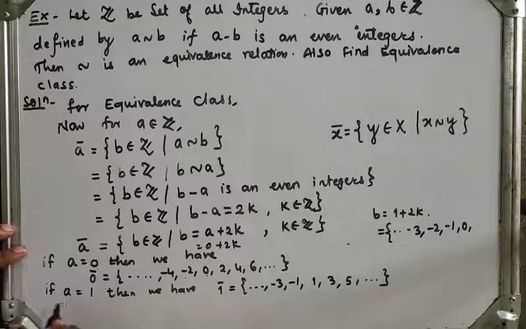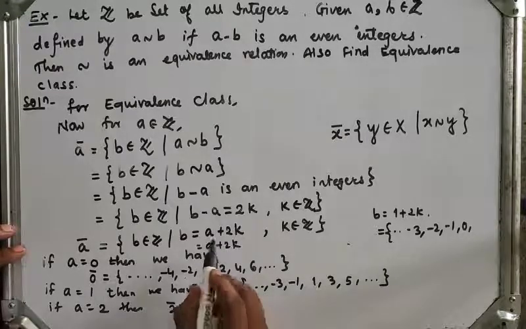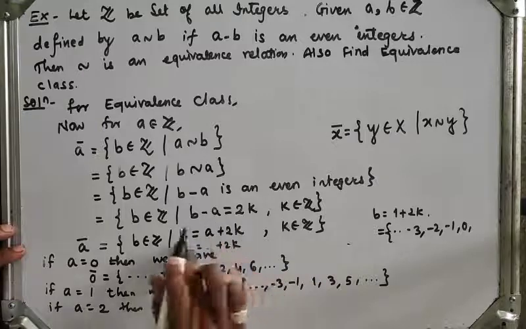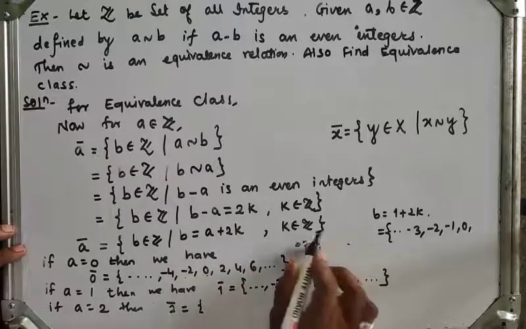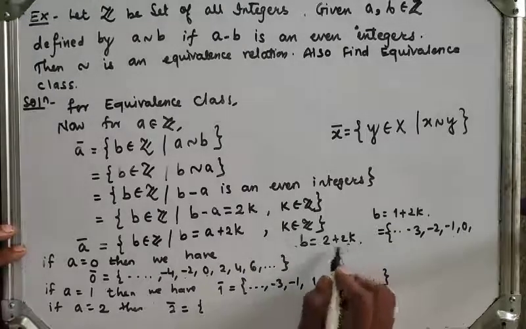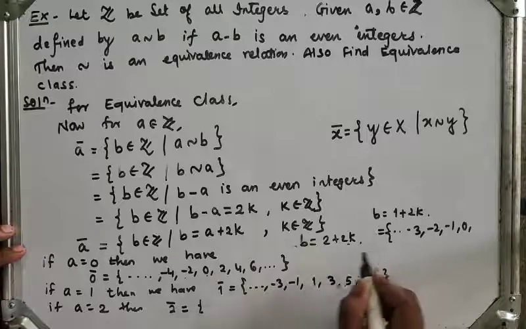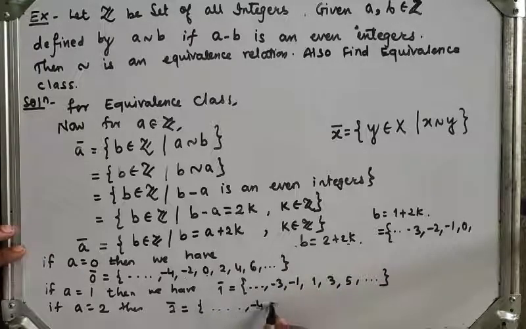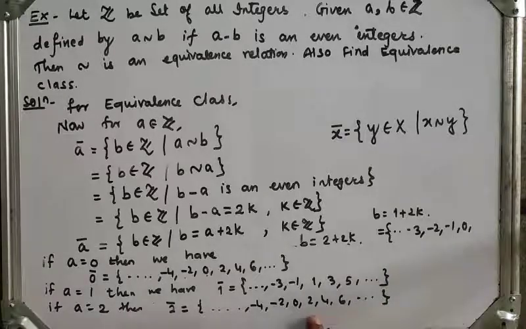So if I put a is equal to 2, then in this equation what will I get? A bar means 2 bar. 2 bar is equal to, what are the elements in this set? Here a is equal to 2, then what is b? B is equal to 2 plus 2k, which means all the even integers again, right? So which are again minus 4, minus 2, 0, 2, 4, 6, and so on. So which is again 0 bar, which is the same as 0 bar, right?